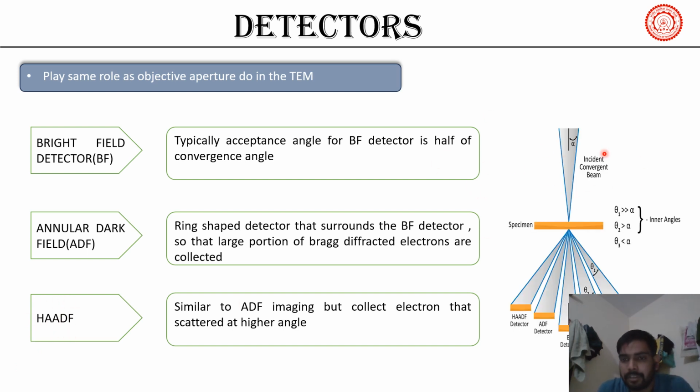From this figure, we can see that in the center is the bright field detector, then in a ring manner the ADF detector, and then the HAADF detector. So the angle also increases between these. For example, this has a minimum collecting angle, this is more, and further this HAADF has a still higher collecting angle.